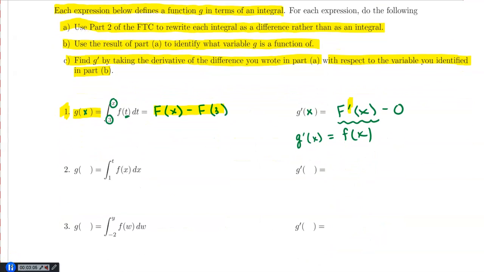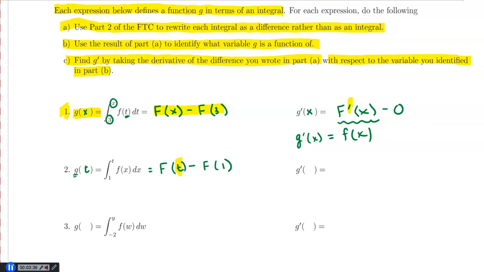Let's try it again with some different letters. In number 2, we have the integral from 1 to t of little f of x dx. So the evaluation part of the fundamental theorem tells us that this will be capital F of t minus capital F of 1. So the only variable there is t. That tells us that g is a function of t.